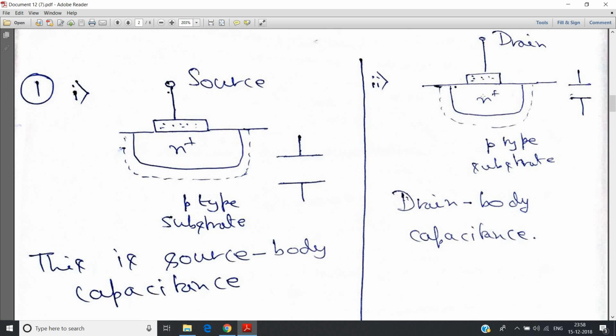Similarly, drain to body capacitance is there. No need to explain. It is clear that one plate is N plus, the drain itself. The other plate of the capacitor is the p-type substrate, and in between drain and substrate, there is a depletion region which acts like the dielectric medium between two parallel plates of the capacitor. So here also one capacitor forms, which is the drain to body capacitance. So already we got two capacitances in MOSFET. One is source to body capacitance, another is drain to body capacitance. I hope this picture is clear.